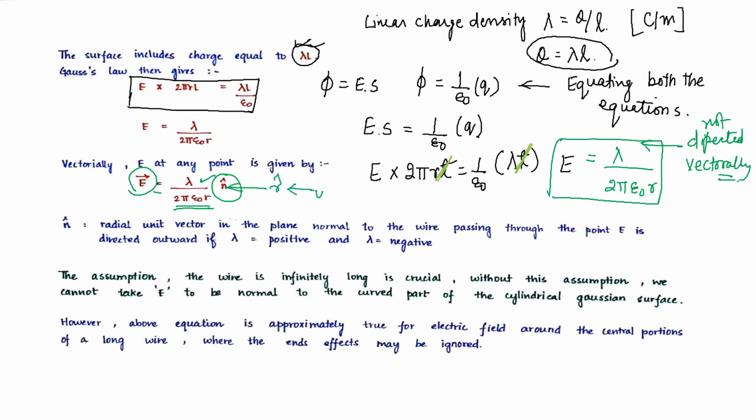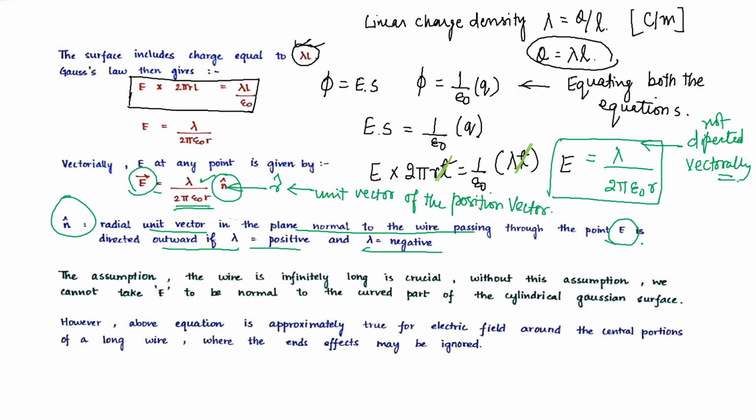This is the unit vector for providing direction of the position vector. Now r cap is the radial unit vector in the plane normal to the wire passing through the point. E is directed outward if lambda is positive and if lambda is negative it is directed inward.